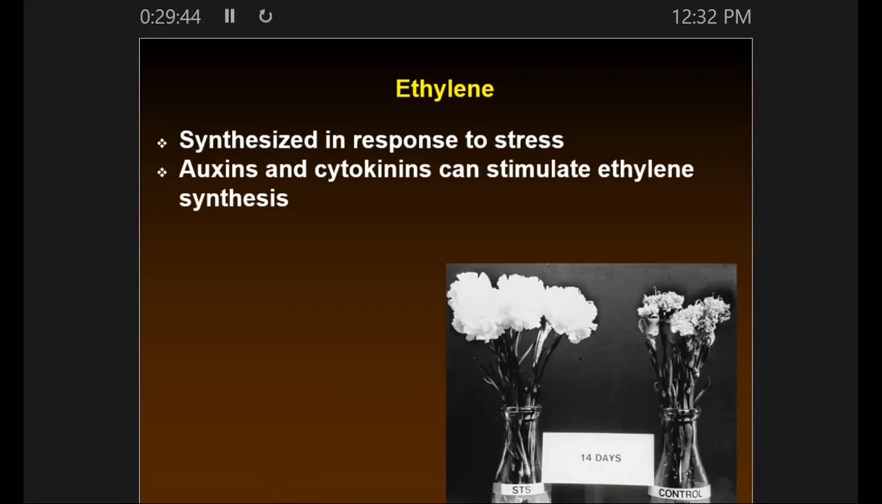So the STS, that's thiosulfate, and that is a chemical that is known to essentially sop up ethylene. It binds to ethylene, so ethylene can't act correctly on the plant. And the one on the right didn't get that treatment, and you can see the cut flowers are looking pretty sad. You wouldn't want to buy those for Valentine's Day, right?